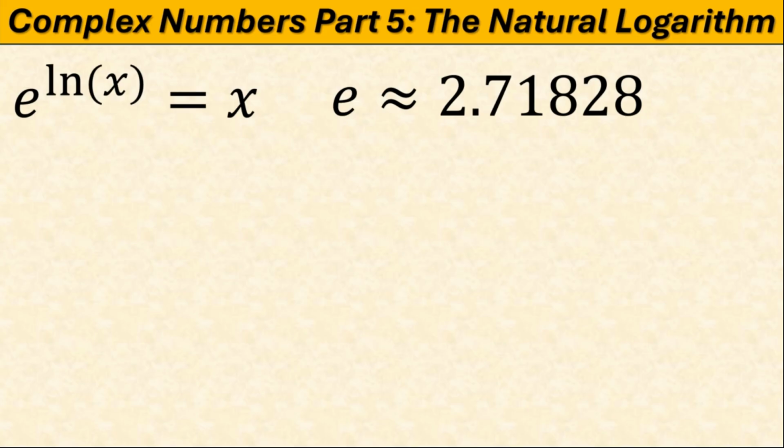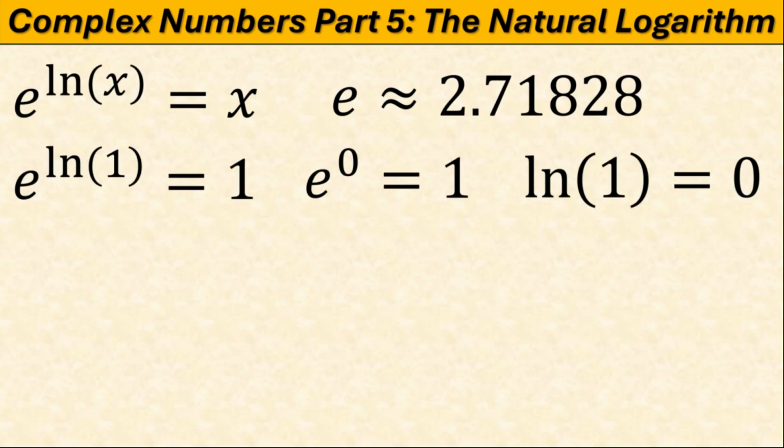The way the natural logarithm is defined is by the equation e to the natural log x equals x, where e is Euler's number, approximately equal to 2.71828. I'll leave a link to my video on Euler's number in the description if you want to check it out. A common way to think about the natural logarithm, if you're familiar with base 10 logarithms, is that it is just a logarithm with a base of e.